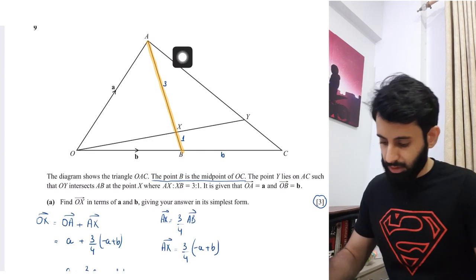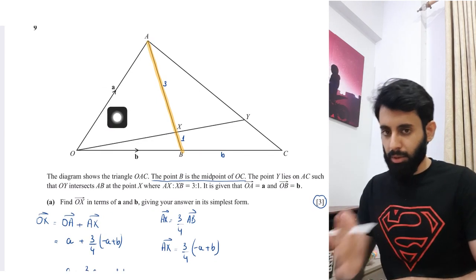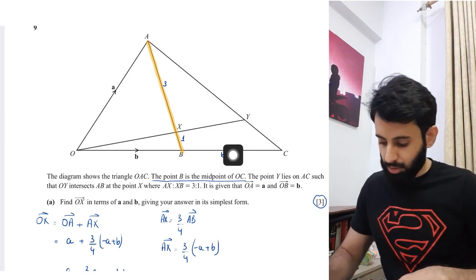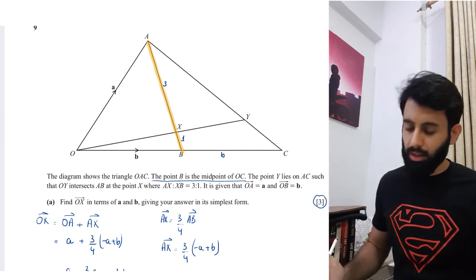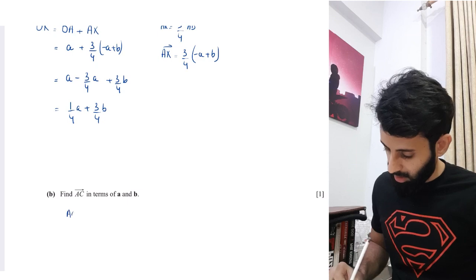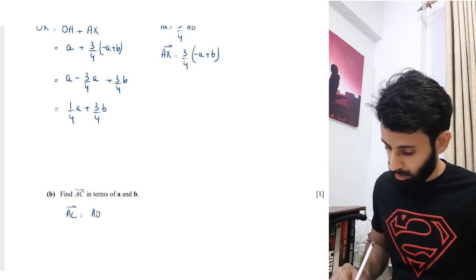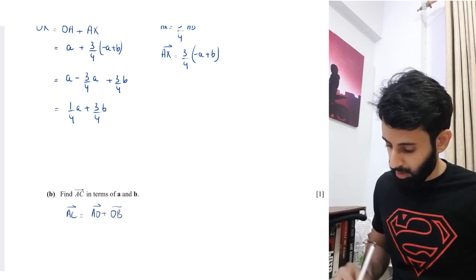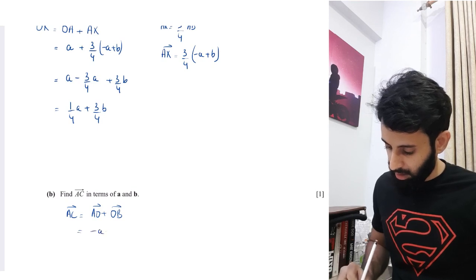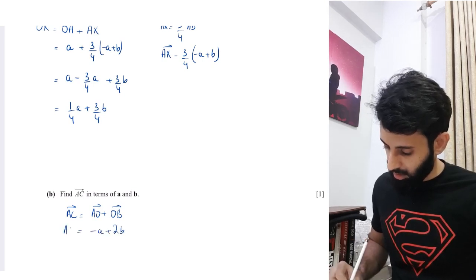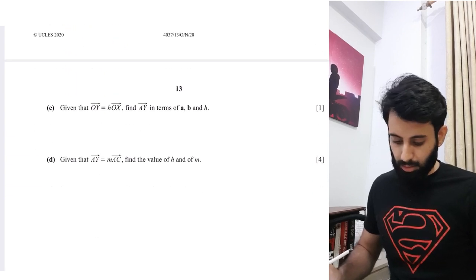So I'm going to do just that. A to O, you can see, is negative A because we're going in the opposite direction. And O to C is going to be B and B, which is basically 2B. So AC, as we just saw, is equal to AO plus OC. So we're looking at minus A plus 2B. And there you go. We immediately have what AC is equal to.